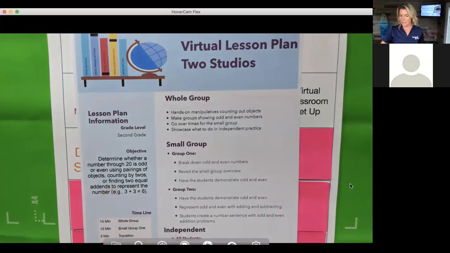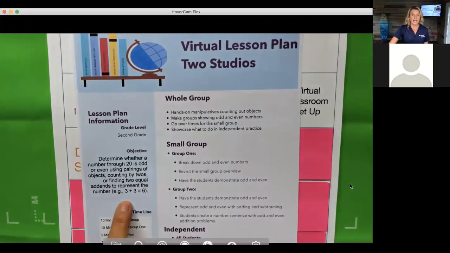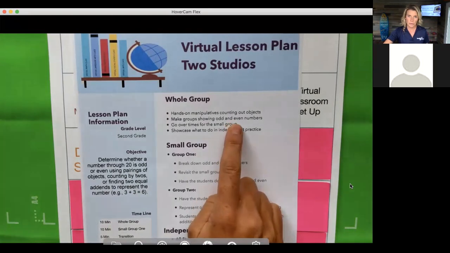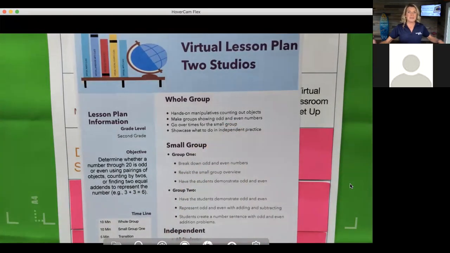So here is my lesson. My lesson is talking about how to represent numbers, odd and even. And this is the beginning of the school year, so this is a great review lesson. So what I'm going to do is I'm going to kick it off whole group in my virtual classroom. I'm going to say to the students, welcome, I'm so glad you're here.